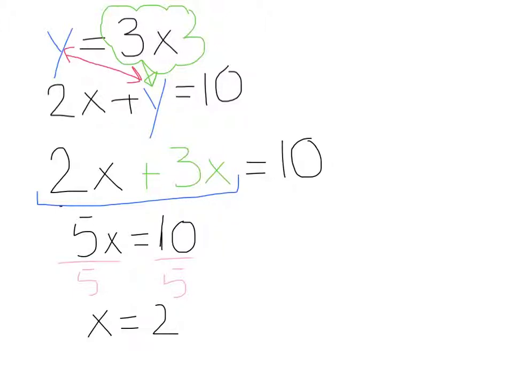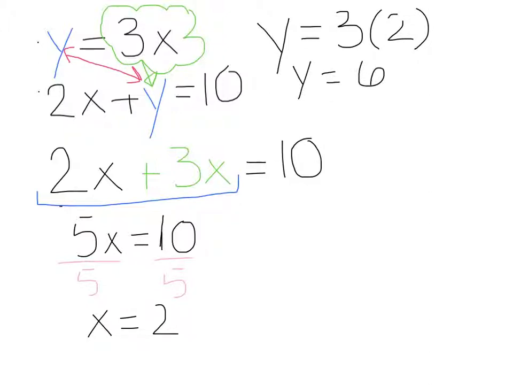Now that I know the value of x, I can go back to either one of my beginning equations and substitute in 2 for x. I'm going to go back to the top equation since it's already solved for y. And we know that y is equal to 3 times x, which is a value of 2. So we end up with y equals 6. So we know that our solution is the ordered pair 2, 6.